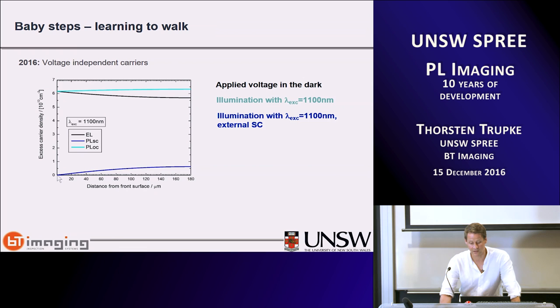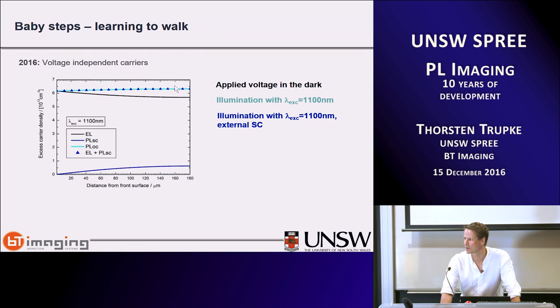We see the carrier density is zero at the front. This represents the fact that the voltage is zero, but there is a finite carrier distribution inside the bulk of the cell, and it is those carriers that we see in the luminescence. Now, what's interesting is that if we add this blue carrier density to the electroluminescence carrier distribution, we end up back with the carrier distribution under illumination and under open circuit conditions.